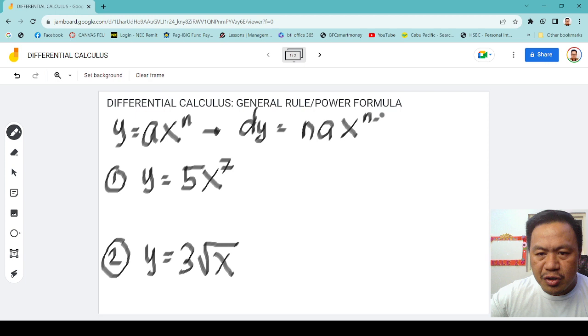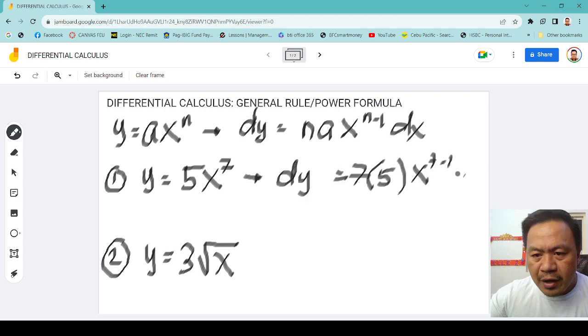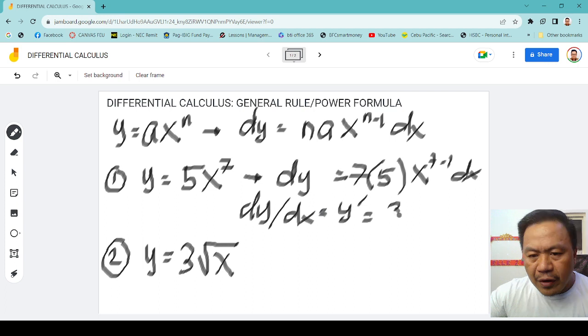Okay. So for example, this one, you have here dy and then you have here 7 times 5 and then x to the 7 minus 1 dx. Or we could rewrite as dy over dx, or could be written as y prime. 7 times 5 is 35. And then x, 7 minus 1 is to the power of 6.